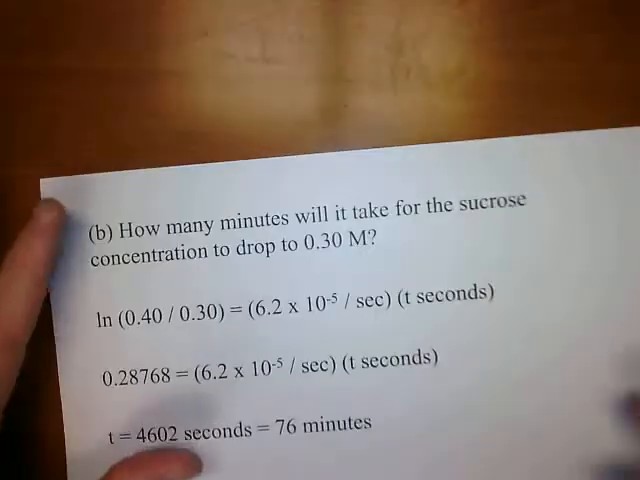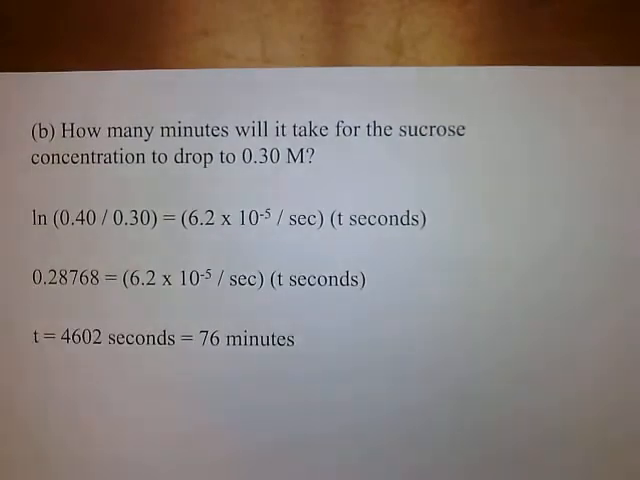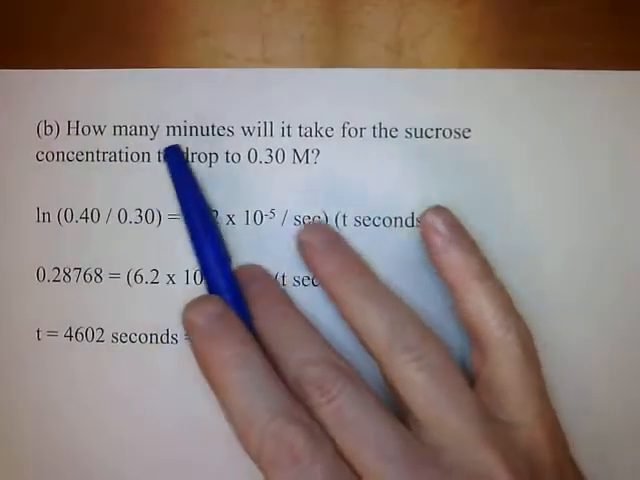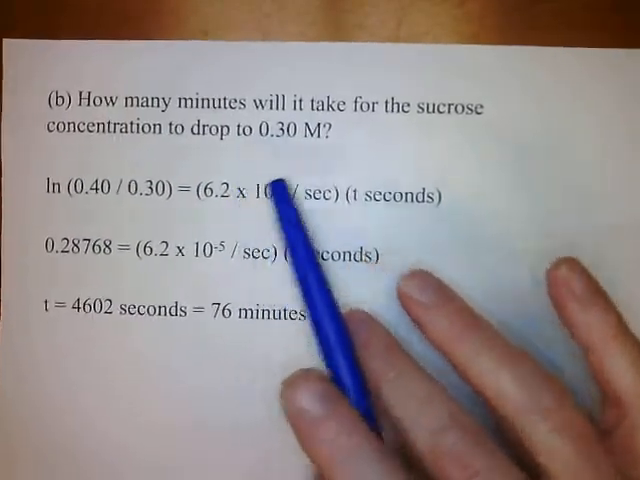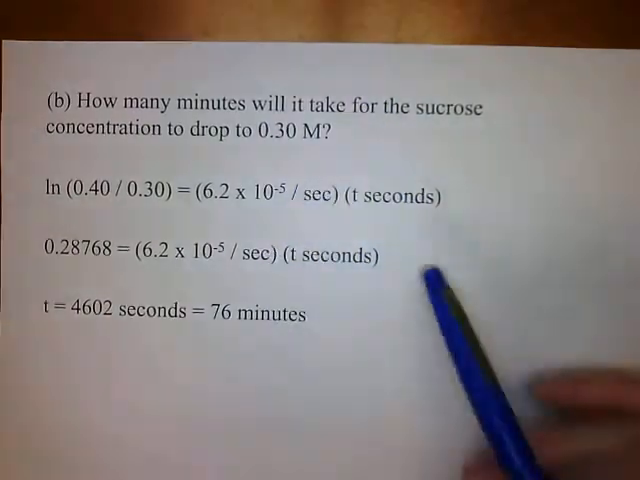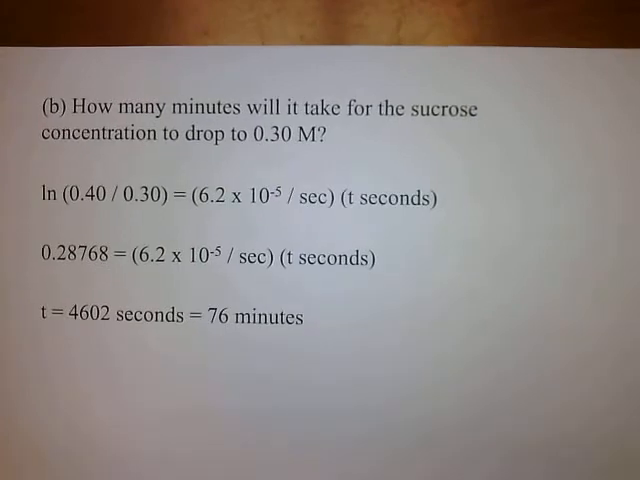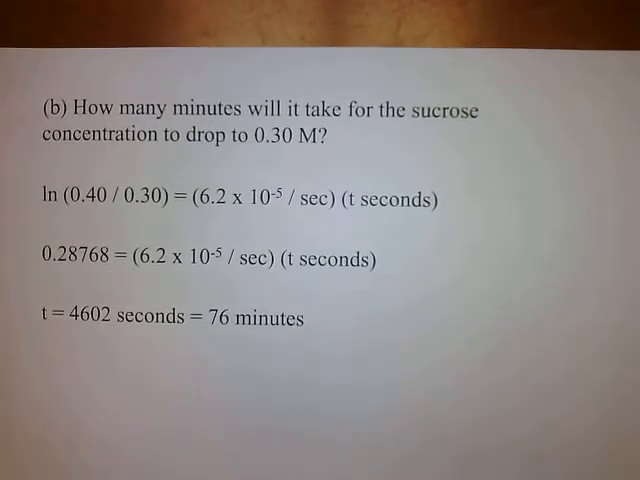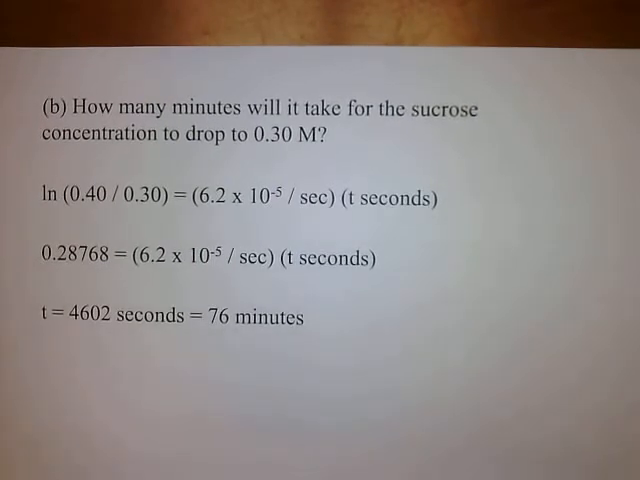Now let's work the second part of this problem. How many minutes will it take for the sucrose concentration to drop to 0.3? Now we're still assuming that we start at 0.4. So how many minutes will it take for our concentration to go from 0.4 to 0.3? This is perhaps a little bit easier to solve, so we don't have to take the inverse natural log anyway.